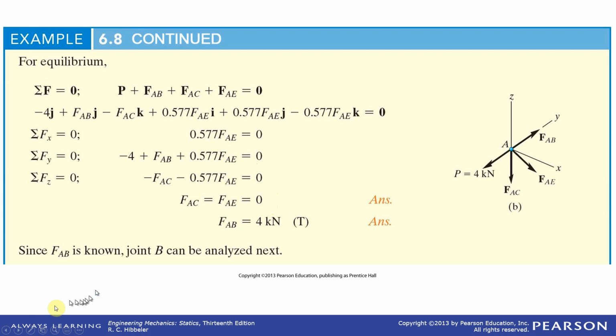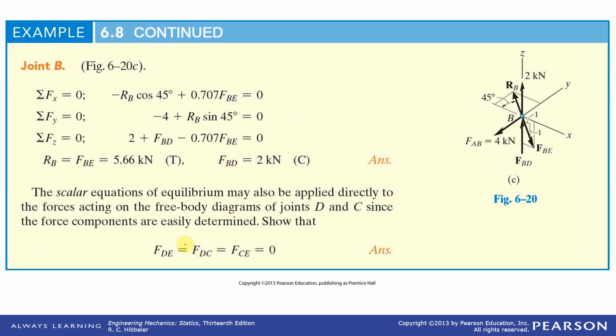So FAE equals 0. From this equation, that would force FAC to equal 0 also, since this goes to 0. FAB then would be the 4 kilonewtons left over. Okay, and now we can go on to joint B. Just remember, FAE and FAC are 0. FAB is 4. So here we have the 4. We write that down.